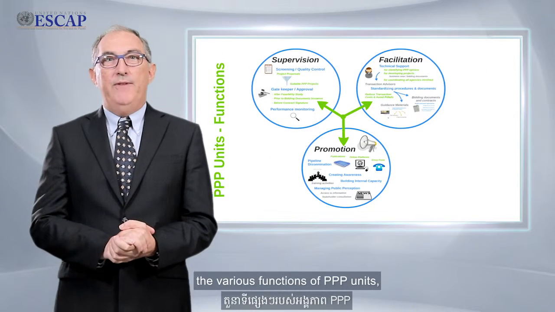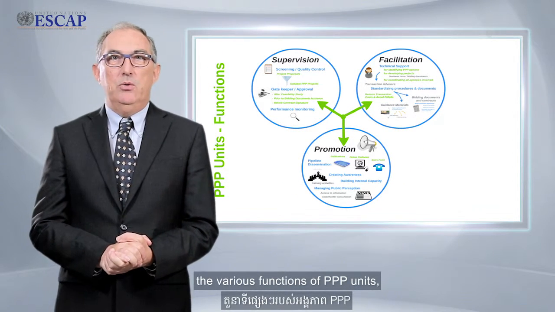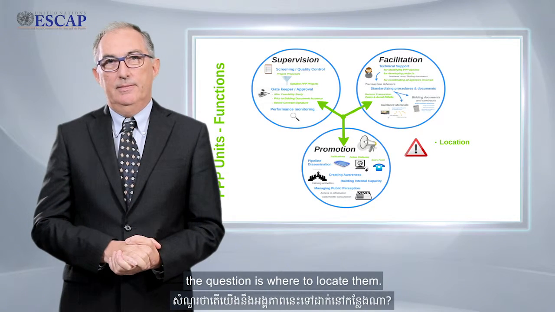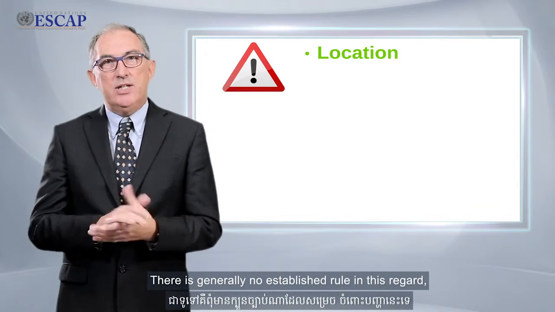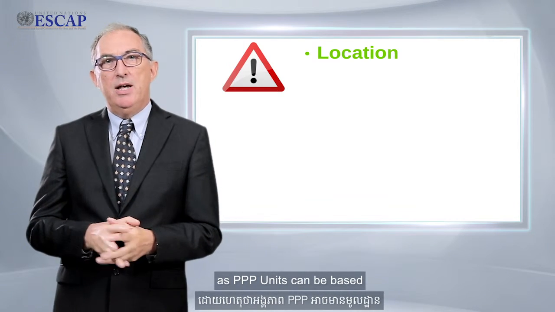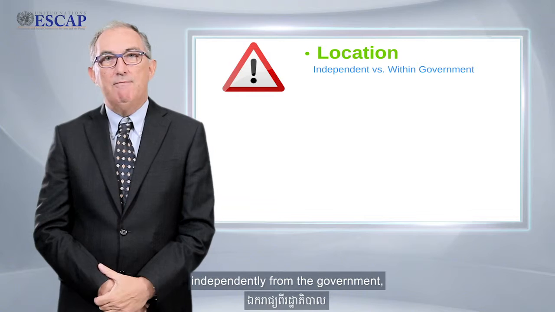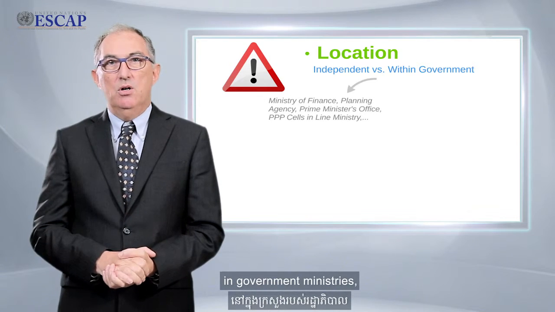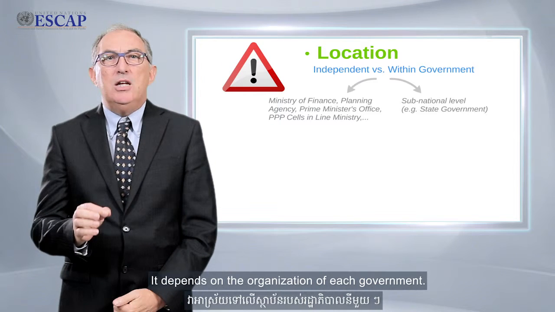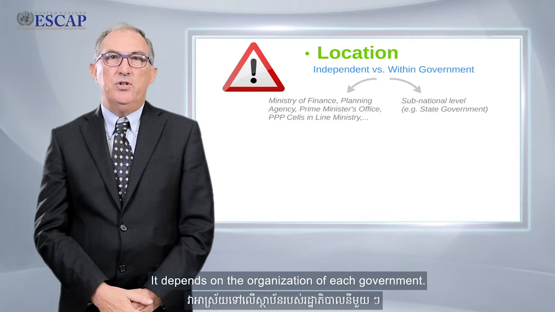Now that we've reviewed the various functions of PPP units, the question is where to locate them. There is generally no established rule in this regard, as PPP units can be based independently from the government, in government ministries, or even at the subnational levels. It depends on the organisation of each government.